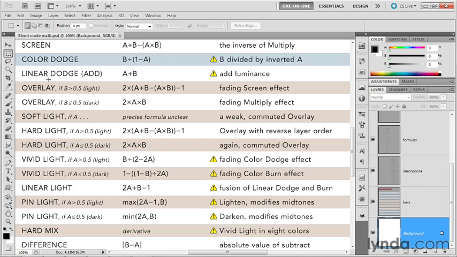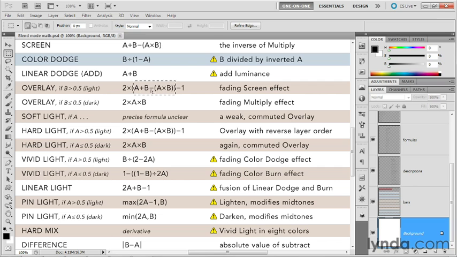Almost all of the contrast modes involve an if-then proposition. Notice if the pixel is lighter than 50% gray, then Photoshop does one thing. If it's darker than 50% gray, it does something else. So in the case of overlay, which is your when-in-doubt contrast mode, Photoshop is concerned with the luminance of the background pixel. So if the background pixel is light, that is, its standardized value is more than 0.5, then it goes ahead and applies a kind of modified screen formula.